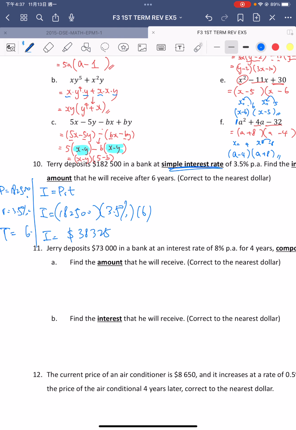So the amount, now we want to calculate the amount, is going to be the principal plus the interest. So this is equal to 38325 plus our principal, which is 182,500. So again, we add 182,500 to get the answer: the amount is equal to 220,825.